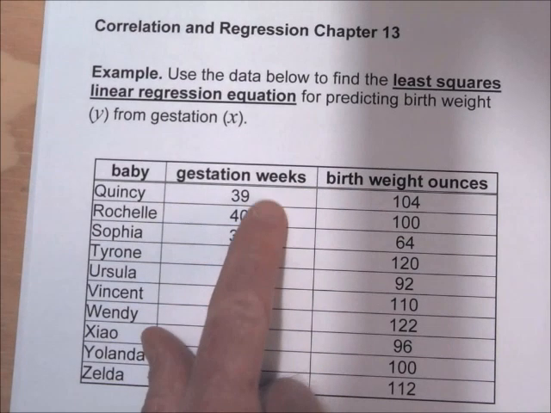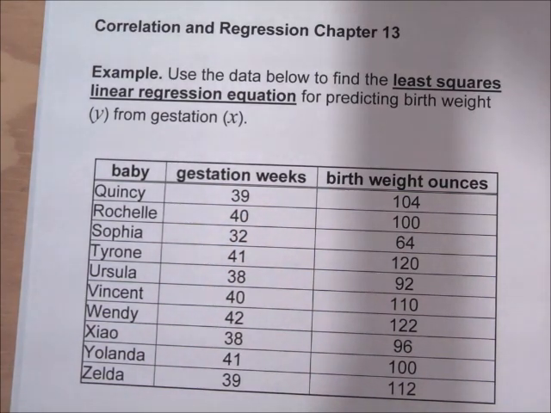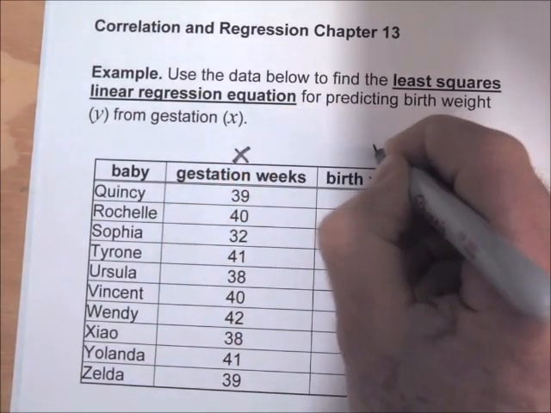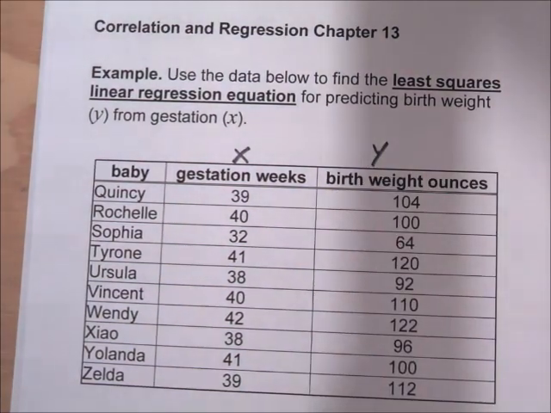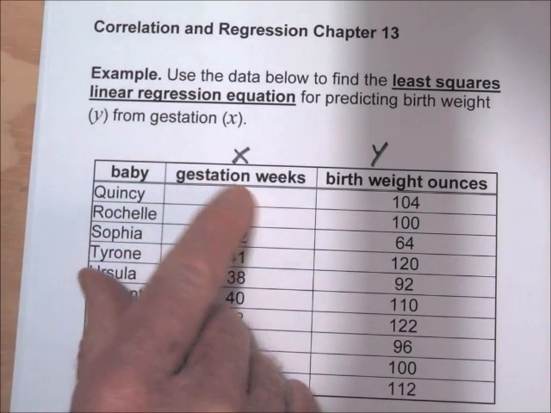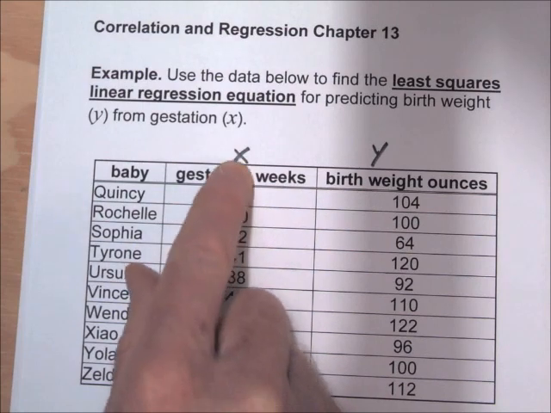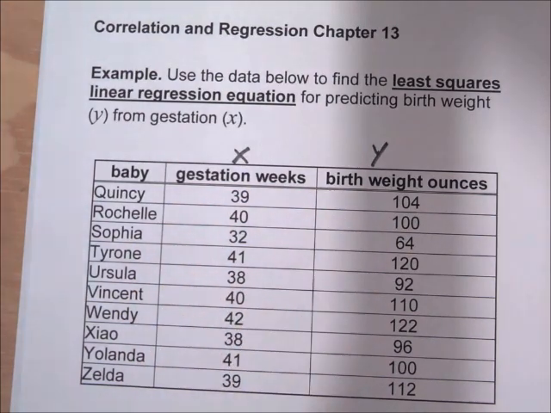So anyway, we have these same variables we had before: gestation, or length of pregnancy, and the birth weight. We're going to call the gestation the X variable, the birth weight the Y variable, and we want to write down an equation for predicting the birth weight based on the length of pregnancy. So Quincy was born after 39 weeks. The birth weight was 104 ounces. Rochelle, born after 40 weeks, birth weight 100 ounces, and so forth.